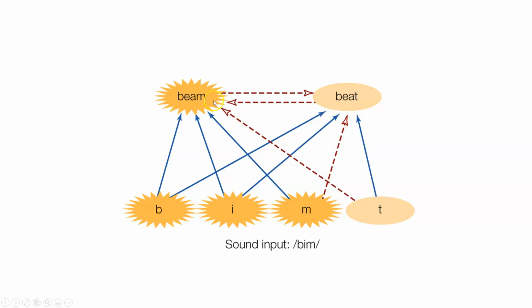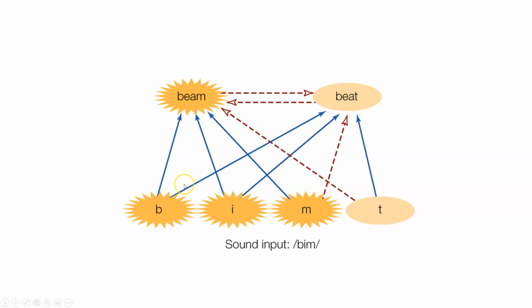Instead, what we do see is that once the word beam is activated, there's an inhibitory connection that stops the word beat from being activated, so that we don't get tripped up over similar sounding words. If we had activated the word beat by finishing this t sound here, then the word beat would have inhibited the similar sounding word beam instead. But this inhibitory arrow here is not in play.